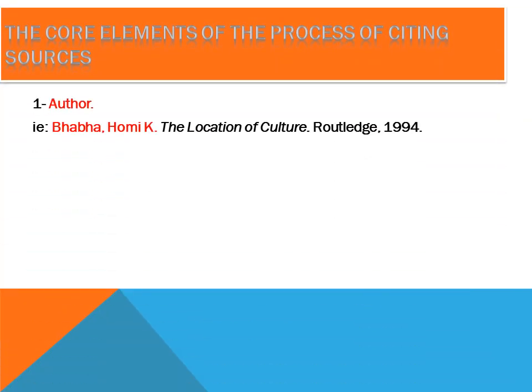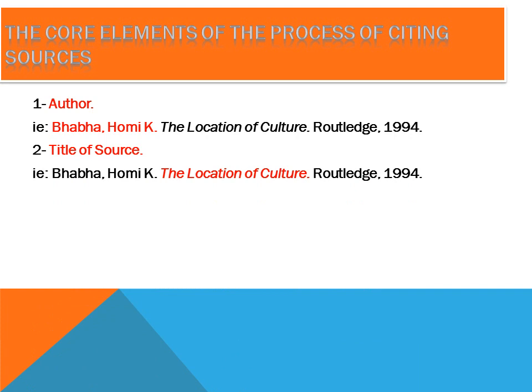The core elements of the process of citing sources are 9 features in MLA, the 8th edition. The first feature is the author who wrote the source. You should begin the entry with the author's last name followed by a comma and the rest of the name as presented in the work, and end this element with a period, as you see in the example of Homi Bhabha.